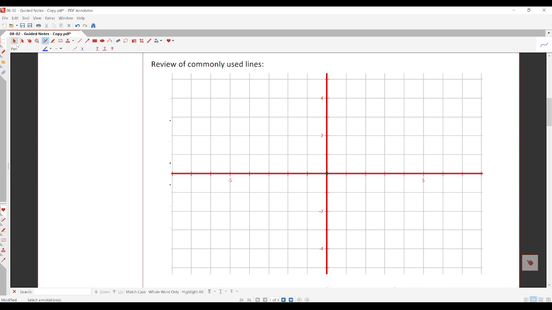What I want to do now is walk you through 6 commonly used lines that we're going to use. We're going to use the x-axis. We're going to use the y-axis. We're going to use any kind of horizontal line or any kind of vertical line. And then we're going to use the line y equals x and y equals negative x, which I'll talk about in just a minute.